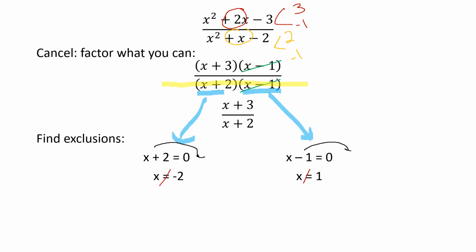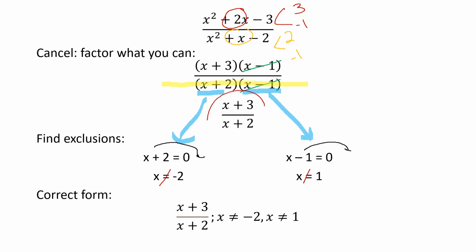So my final answer, we have to put in the correct form, is going to be your x plus 3 over x plus 2, your simplified answer, and then your exclusions. Okay? We're going to put a semicolon between the simplification and the exclusions.